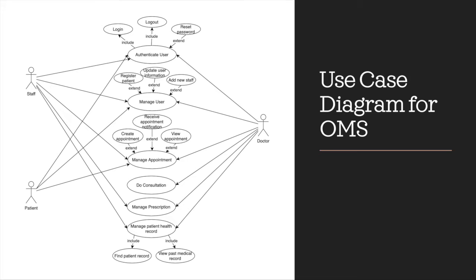Next, for manage user, each user involved in the use case is based on the type of user. In our project, we have staff, patient and doctor. So staff is limited to registering new patients and updating user information, while the doctor can add new staff data in the system. Next, for manage appointment.